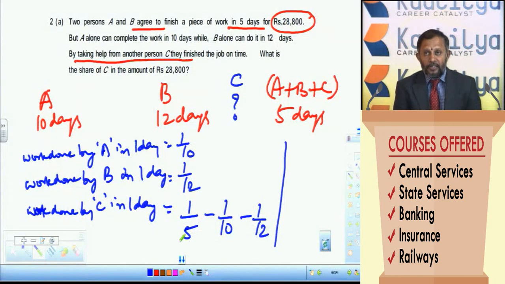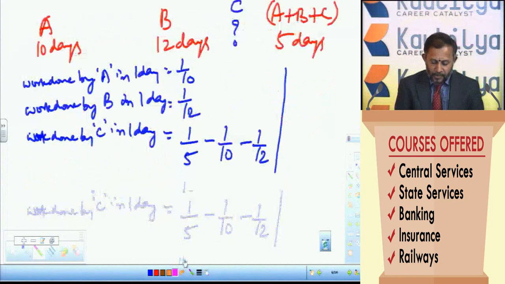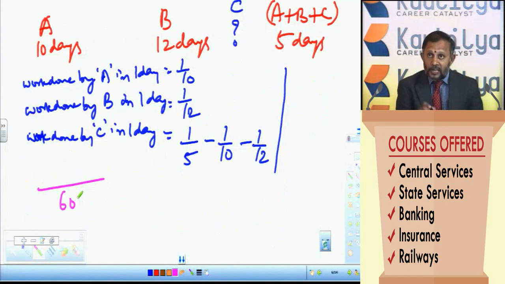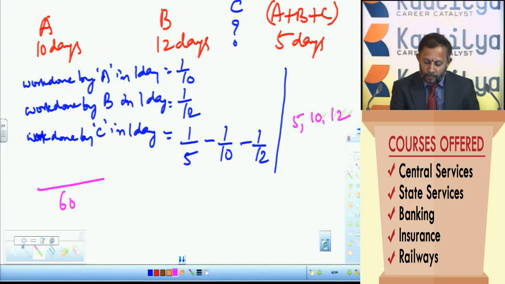1 by 5, that is the work done by all the three, and from that work you have to eliminate the contributions of A and B. So here in other competitive examinations we can simply say 60 as the LCM, but here each line is valuable. So you have to give the procedure how you have to calculate the LCM of 5, 10, 12.